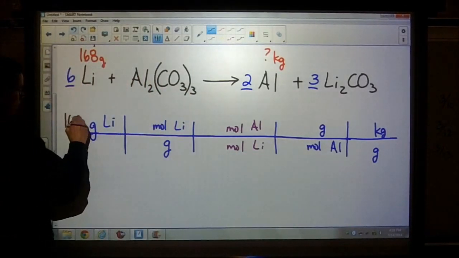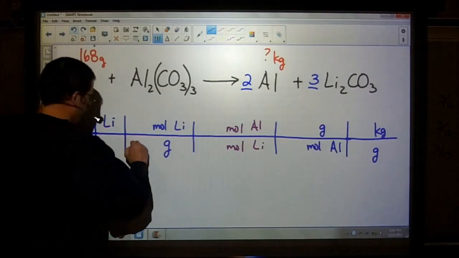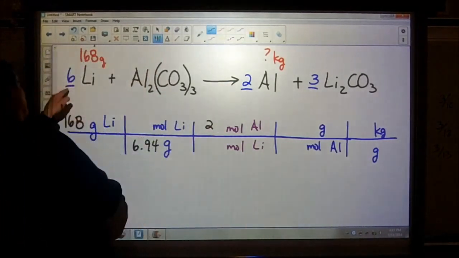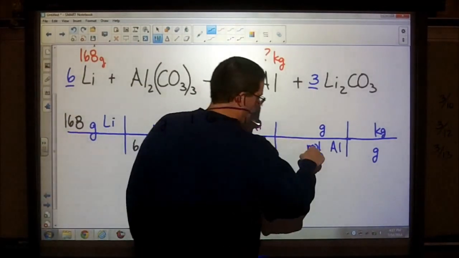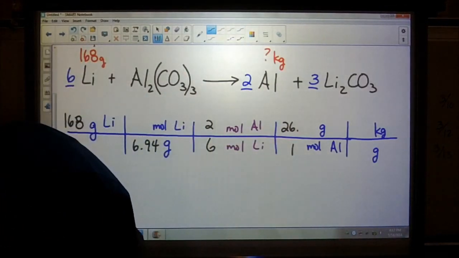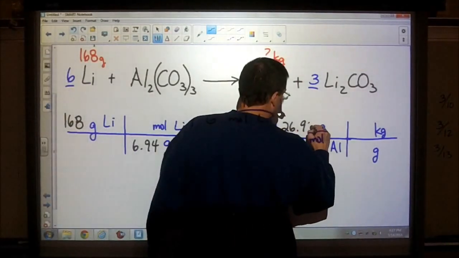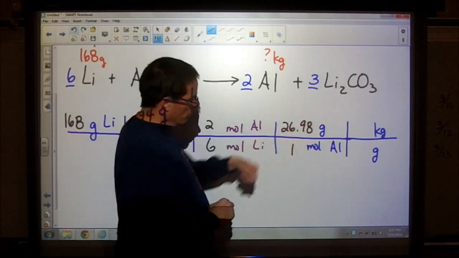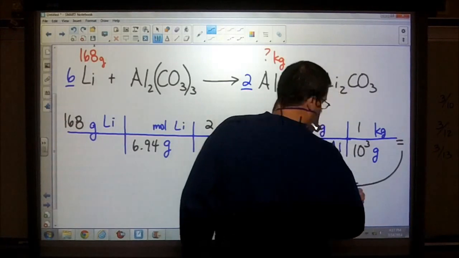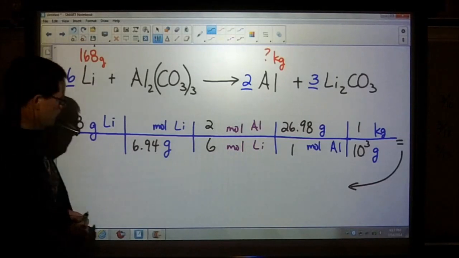We have 168 grams of lithium. Lithium has a molar mass of what? 6.94. From the balanced equation, 2 aluminums, 6 lithium. From the balanced equation, 1 mole is 26.9698 grams. Okay, and then which is bigger, kilogram or gram? Kilogram. And there are 1,000 grams in a kilogram. 1,000 grams in a kilogram, not 1,000 kilograms in a gram. All right, so type away.